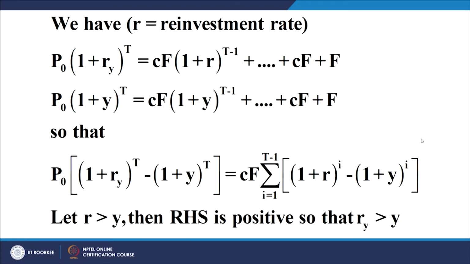Again, a simple algebra here. What we find is, in this particular expression, if we assume that r is greater than y, what is r? Let me explain. r is the reinvestment rate, y is the YTM. So, if r is greater than y, which we make the assumption that reinvestment rate is greater than the YTM, then what we find is that the right hand side is positive. If the right hand side is positive, then the left hand side also needs to be positive, and therefore, the realized yield will also be greater than the YTM.